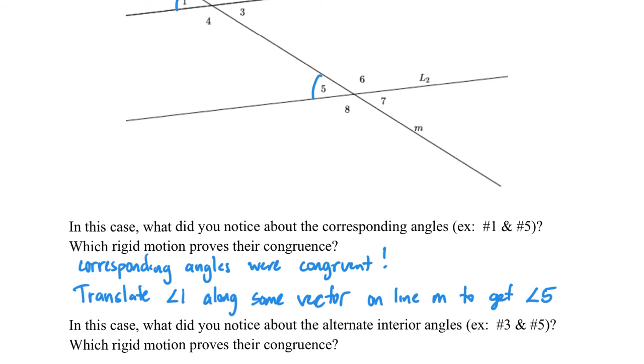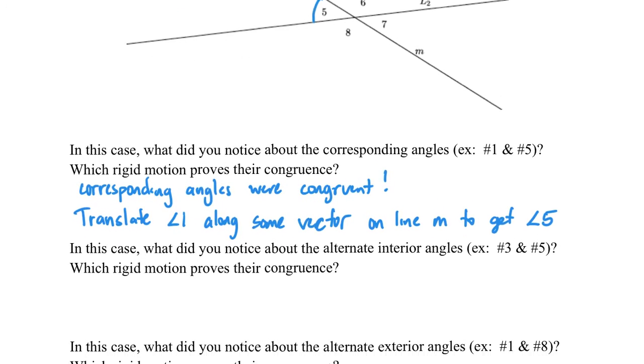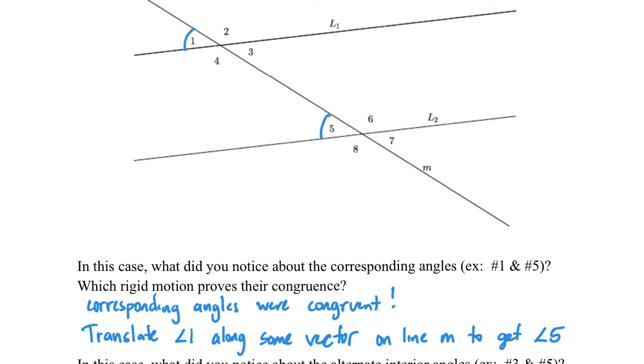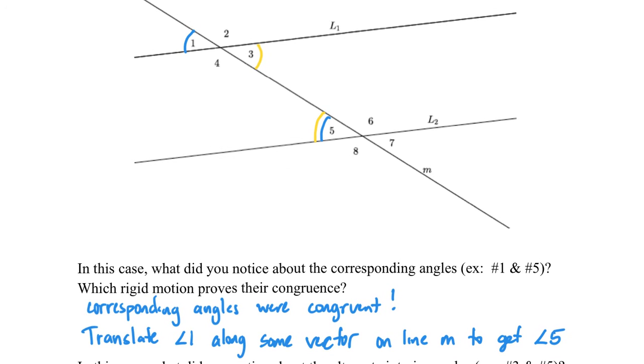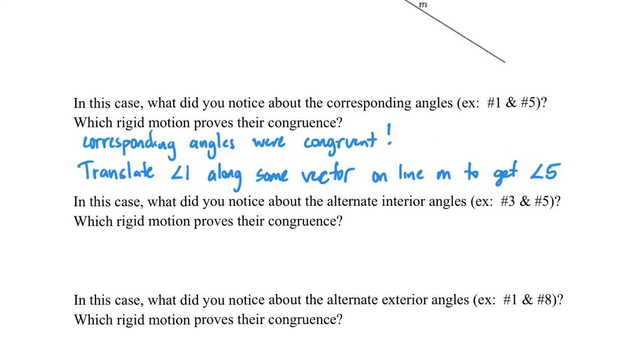Okay, let's get rid of that vector. What about the alternate interior angles? So remember that our alternate interior angles would be ones like, I believe it says 3 and 5. So that would be 3 and 5. Well, it turns out that those are also congruent. How do I know? I could take angle 3 and I could rotate it around some center. The center would probably be right about here. And I could take angle 3 and rotate it around that center 180 degrees, and it will map directly to angle 5. So what do we notice about angle 3 and angle 5?